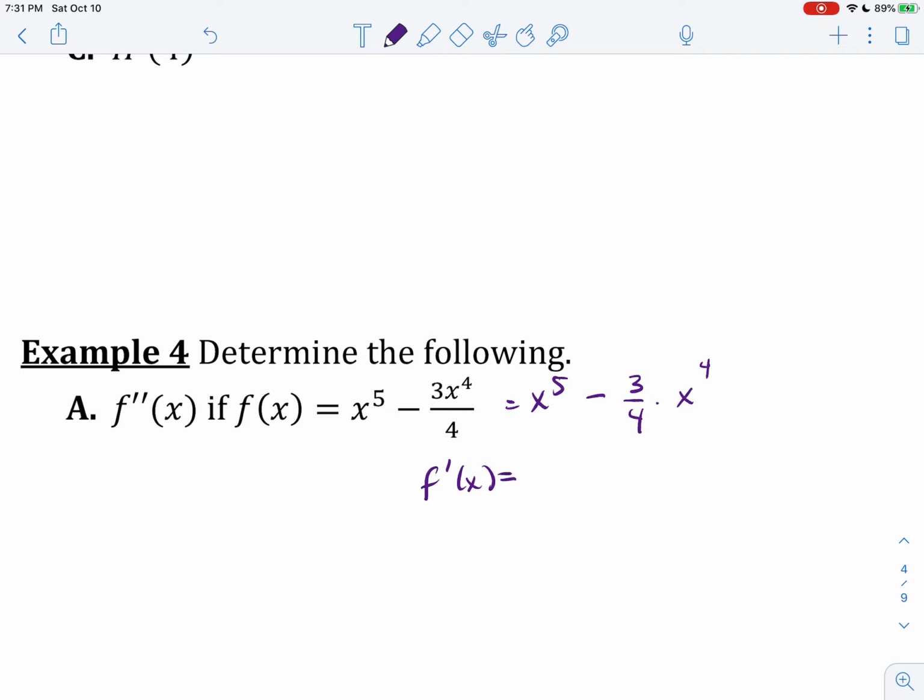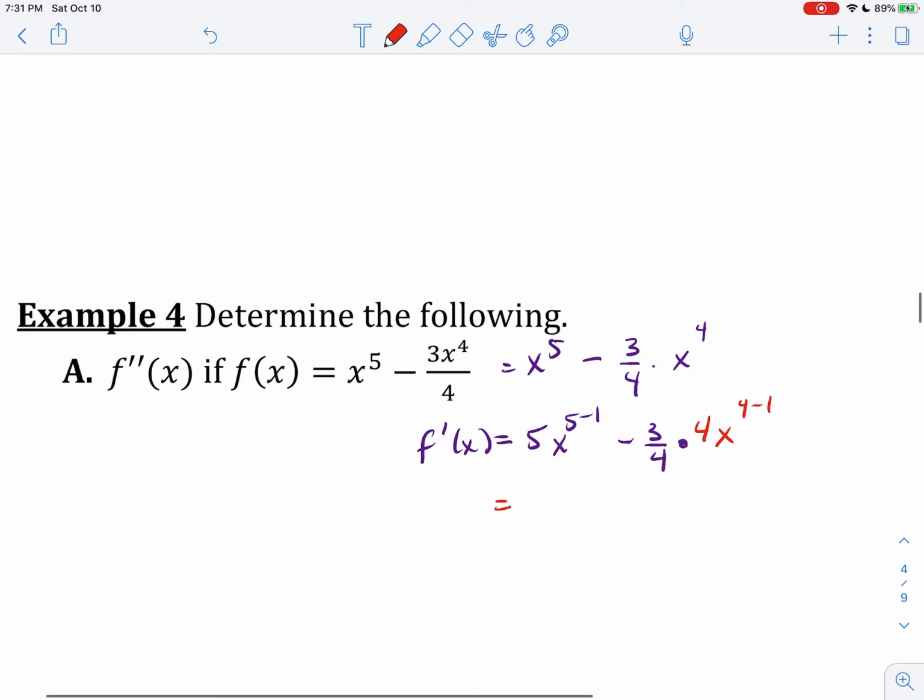So our first derivative, we're just going to take them term by term. So this is x to a number, so we're going to use our power rule, and we can say that this is 5 times x to the 5 minus 1. This is a constant times a function, so the derivative of that is the constant times the derivative of that function, and the derivative of x to the 4th is 4x to the 4 minus 1. So we can write this as 5x to the 4th. We can cancel these 4's, minus 3x to the 3rd.